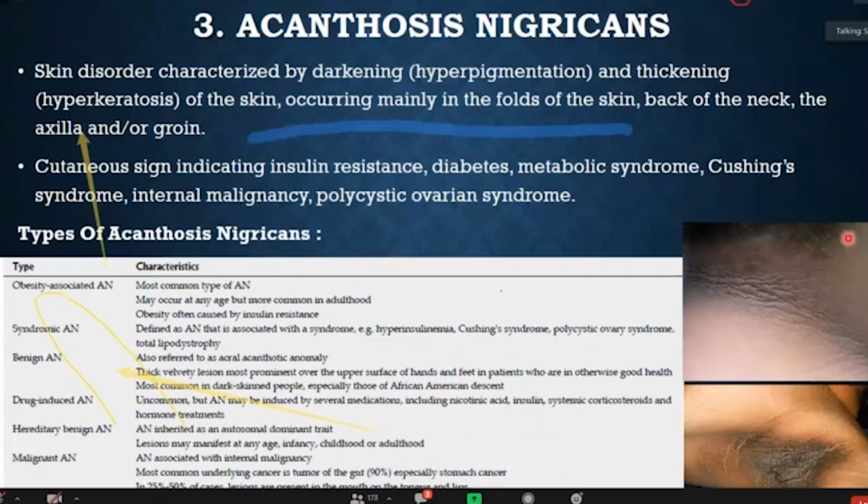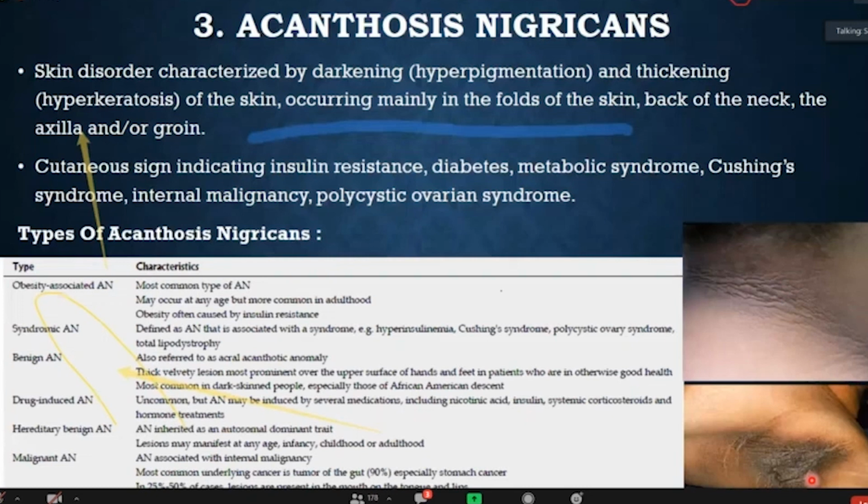Most of you would have seen this hyperpigmentation or darkening. It is a hyperkeratosis seen most commonly at the nape of the neck. It can be seen in the axilla or in the groin. Most commonly, we encounter this in patients with metabolic syndrome. I think all of you should know the definition of metabolic syndrome.